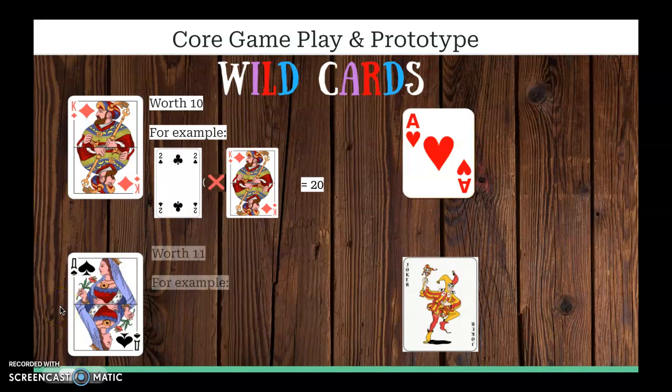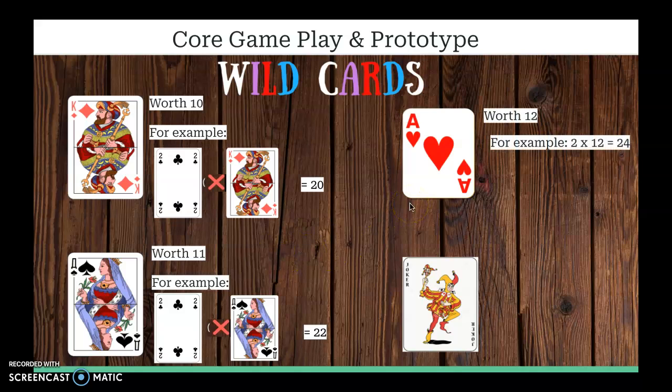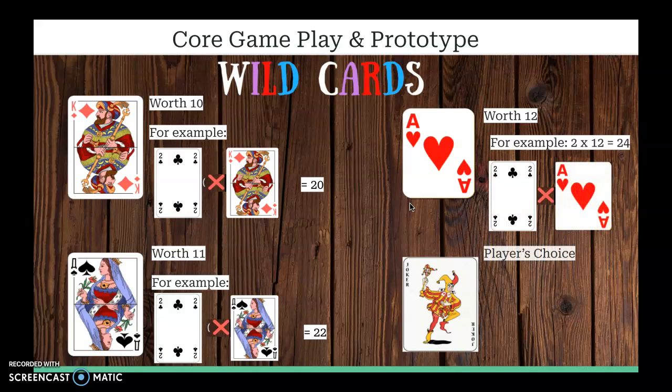Then for our queen over here, she's worth 11. Same thing, if I was to draw a 2 and draw a queen, then I would get a total, or product, of 22. Moving over to the ace, this is worth 12. So for example, 2 times ace, or 12, equals 24.